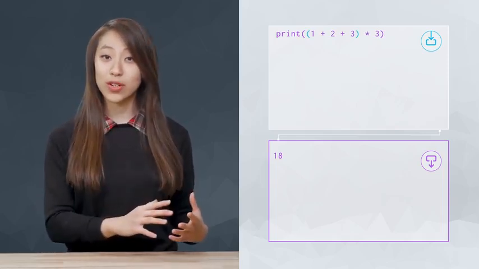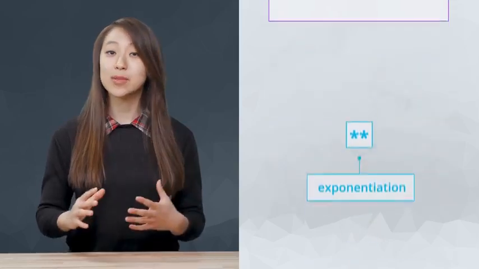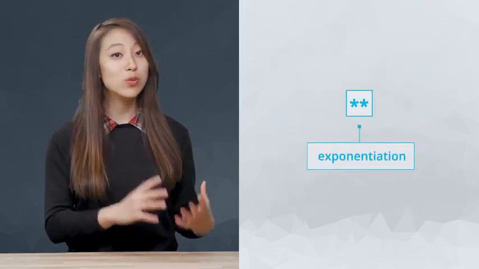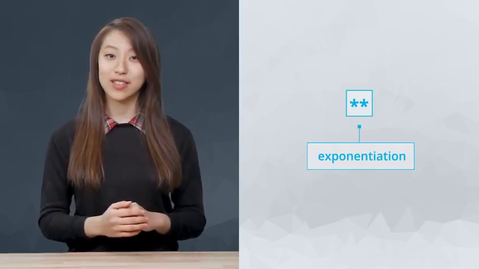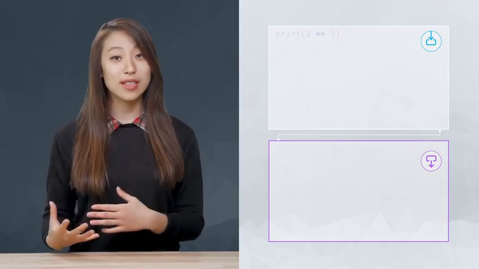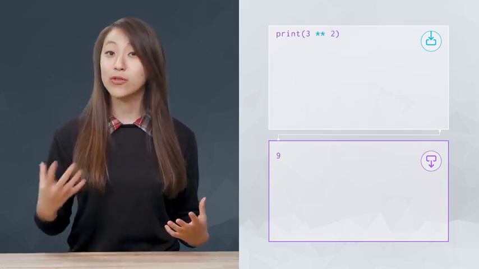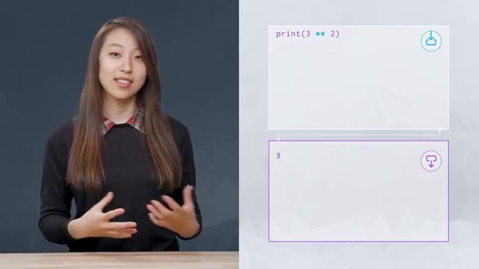Moving on from those four, here's the operator for exponentiation. You can raise one number to the power of another with 2 asterisks. For example, this line prints 3 to the power of 2, which results in 9.